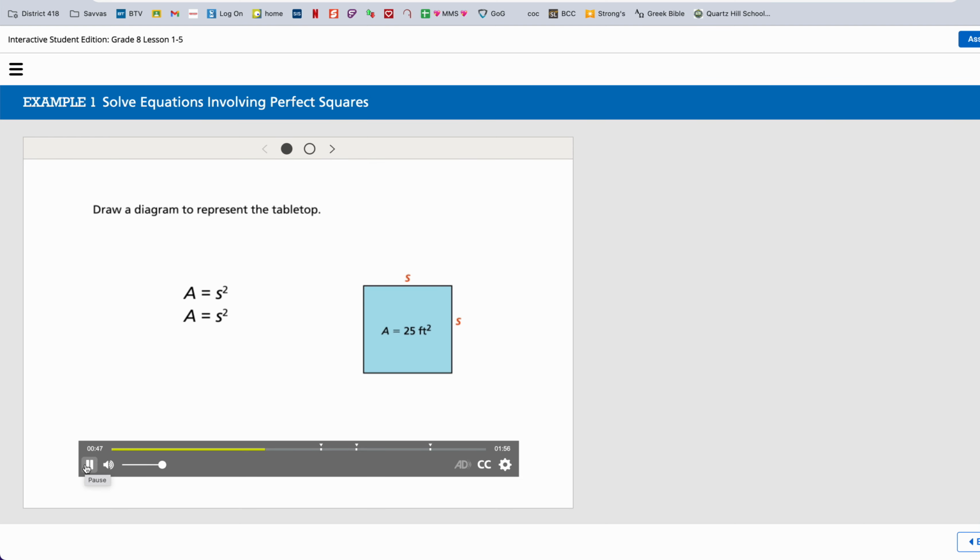Darius knows A is equal to 25, so 25 equals S squared. To solve, take the square root of both sides of the equation. Why does Darius find the square root instead of the cube root to determine the side length of the square?